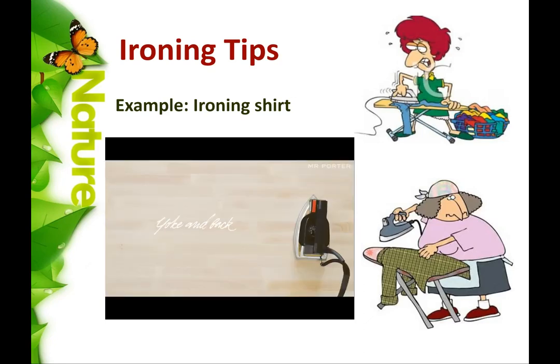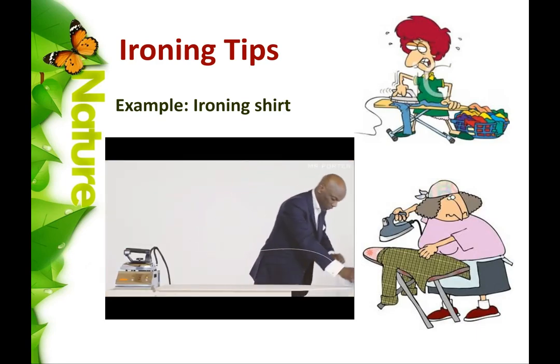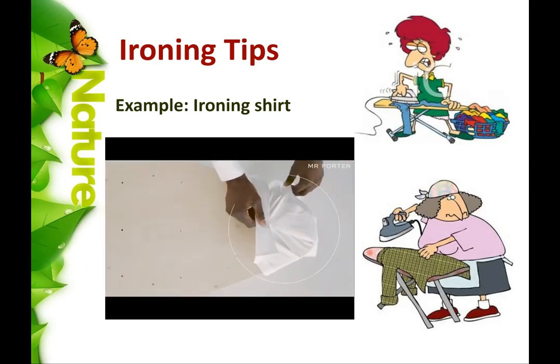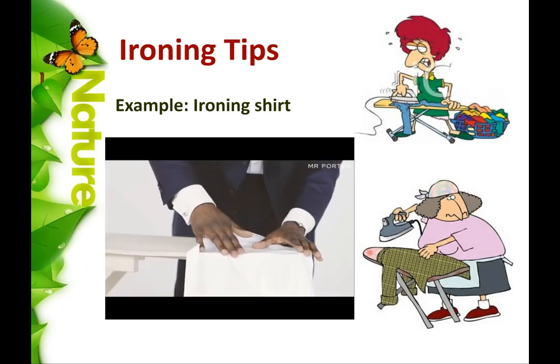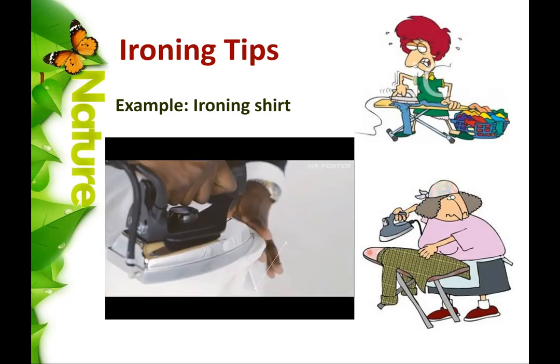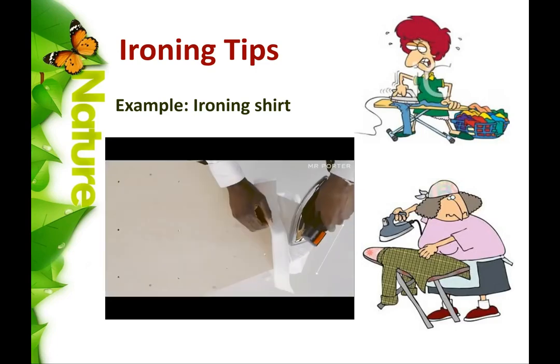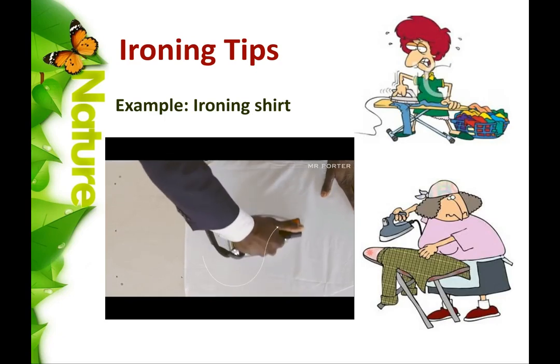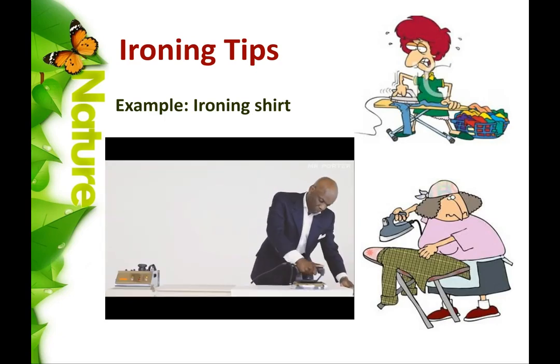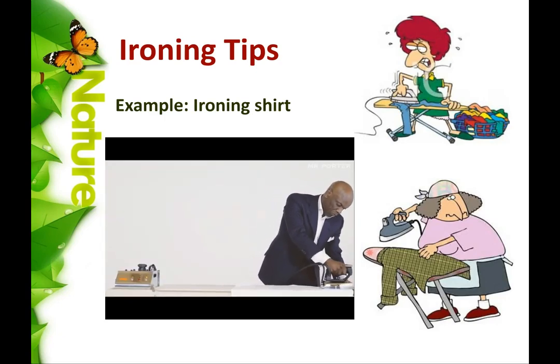Step 3. The yoke and back. Start with the yoke. That's the section that covers the back of the shoulders. Fit the shirt onto your ironing board, like so. Iron the yoke, starting from the outside and moving inwards. Carefully press down any pleats. Now iron the rest of the back of the shirt, using plenty of steam to get the creases out.